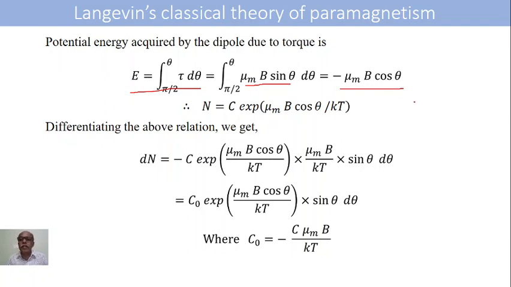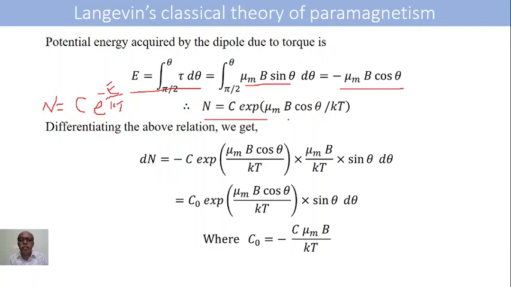Therefore, we know that N is equal to C exponential of minus E by kT. Substituting for E, we get N is equal to C exponential of minus of minus, E is mu m B cos theta, whole divided by kT.